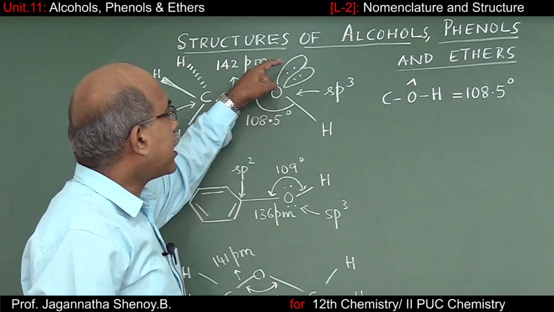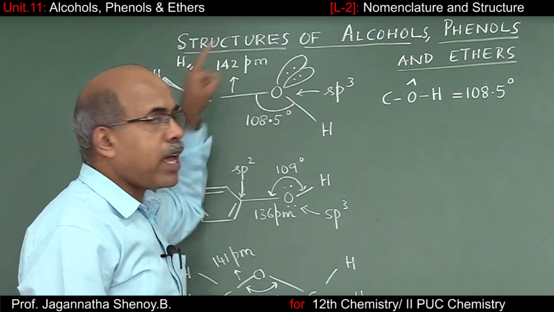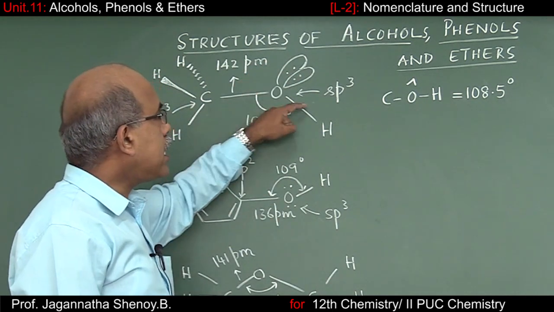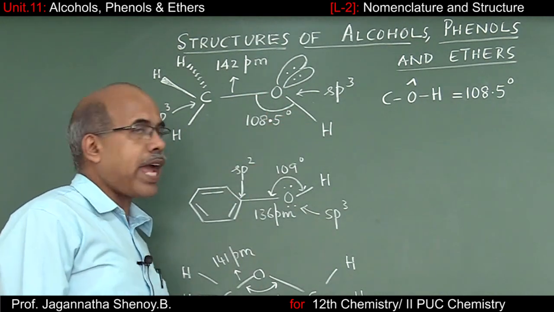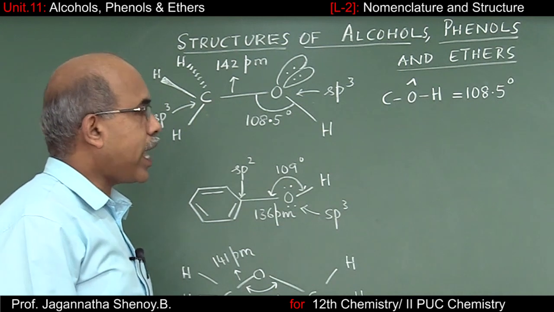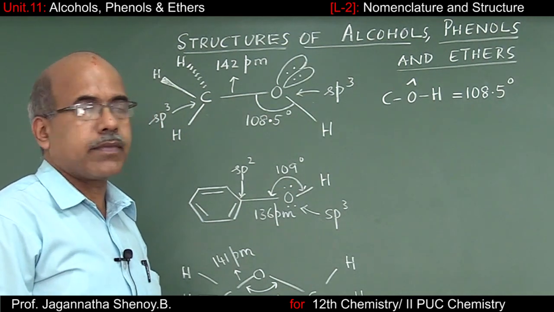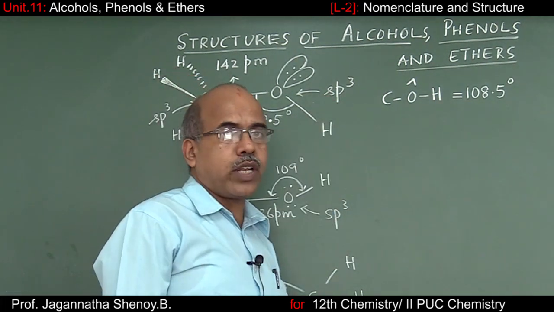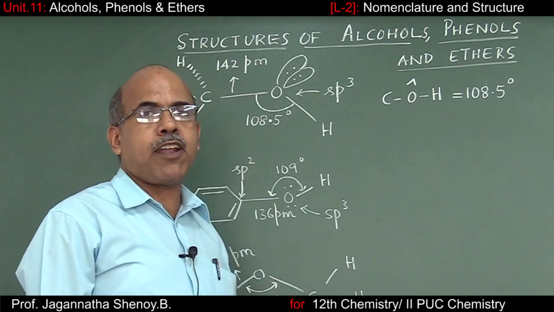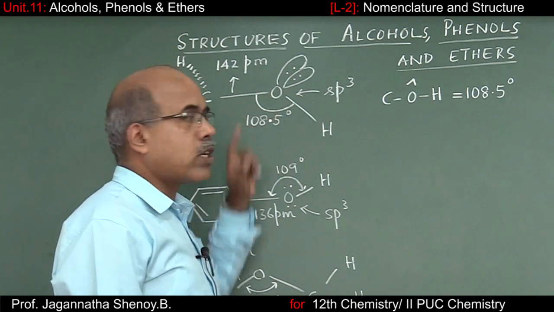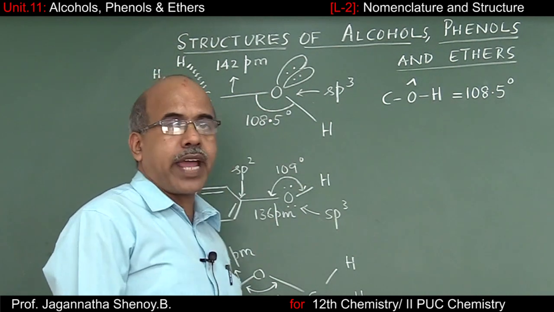Since you have a greater lone pair repulsion, what will happen? These 2 bonds will be slightly pushed inwards, reducing the bond angle to 108.5 degree. So what is the reason you need to write? Greater repulsion between lone pair of electrons on oxygen reduces the bond angle to 108.5 degree.